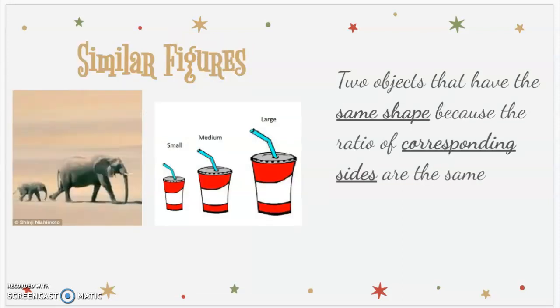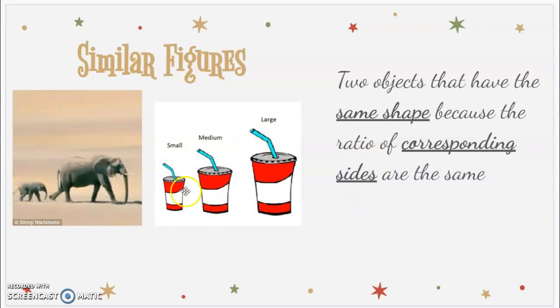Our next one here is similar figures. So two objects that have the same shape. In this case, elephant, elephant. They're the same shape because the ratio of corresponding sides are the same. So something like a small elephant, if it was 5 feet high and the larger elephant was 10 feet high, it has a corresponding side by 5s. Okay, so that's what similar figures is.